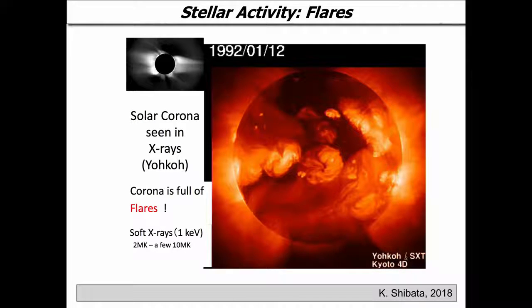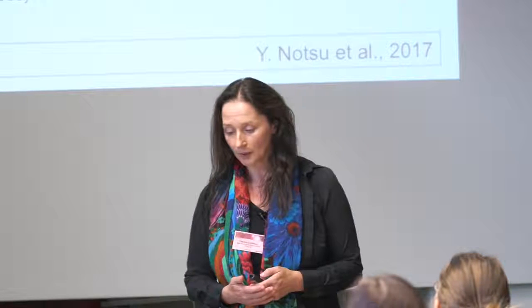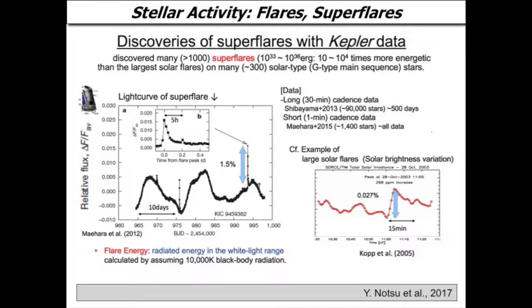Discoveries of superflares were also done with Kepler data. I just wanted to show you some current observational investigation that is going on by colleagues from Japan, where they, by analyzing a lot of Kepler light curves, high quality space data, discovered more than 1,000 superflares of very high energies in around 300 solar-type G stars, so G-type main sequence stars, which is really a lot. And they analyzed data of 30-minute cadence and saw flare signatures that are huge like this, for example.